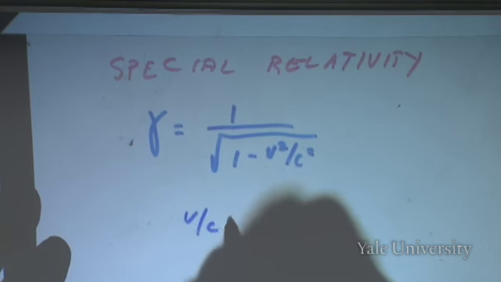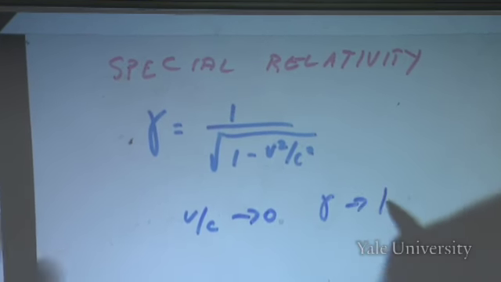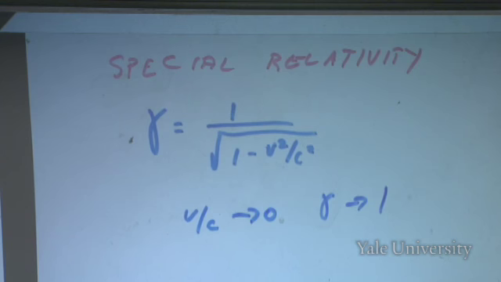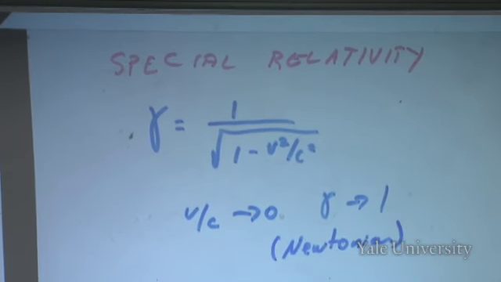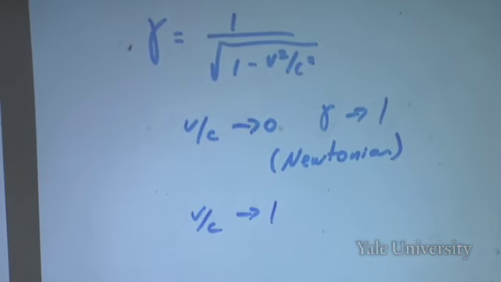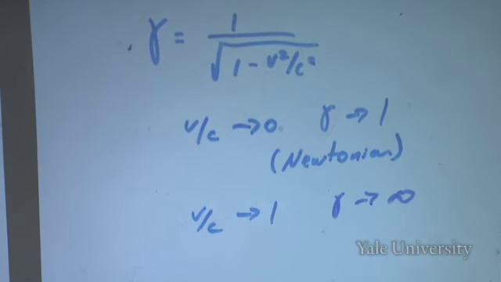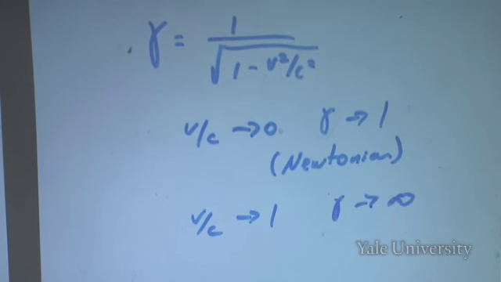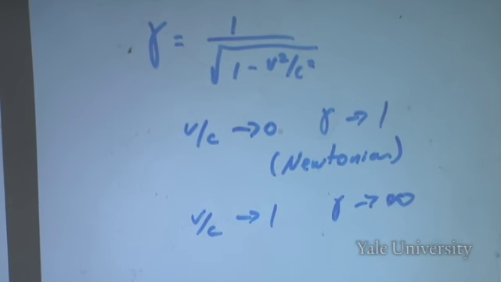If v over c is equal to 0 or approaches 0, then gamma obviously is 1. And when gamma's 1, that's the Newtonian case. Then everything is just like Newton's laws said. Okay. On the other hand, as v over c goes to 1, that is to say, as the velocity approaches the speed of light, this gamma factor goes to infinity because 1 minus 1 in the denominator, that's 0 in the denominator, so the thing has to go to infinity. And then all these bizarre relativistic effects start taking place.